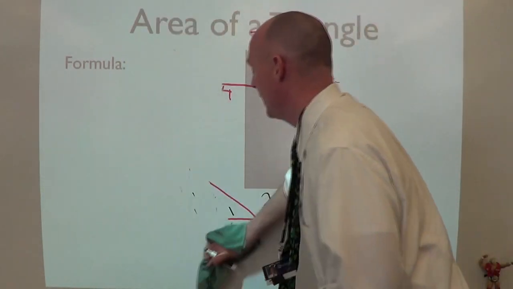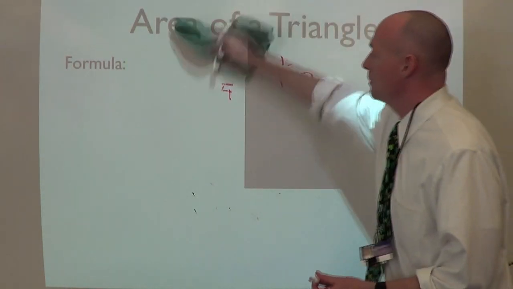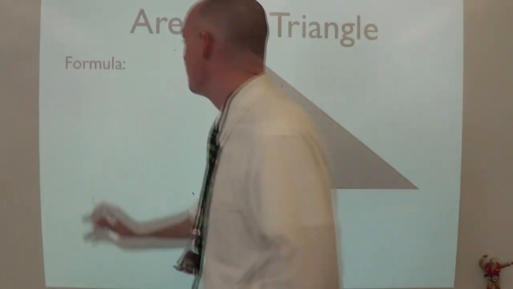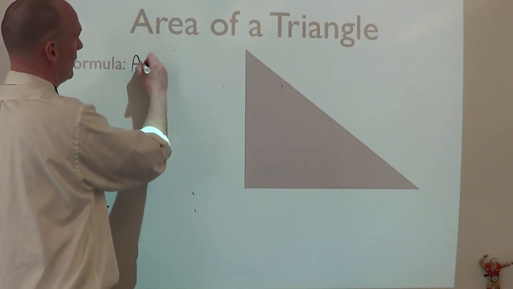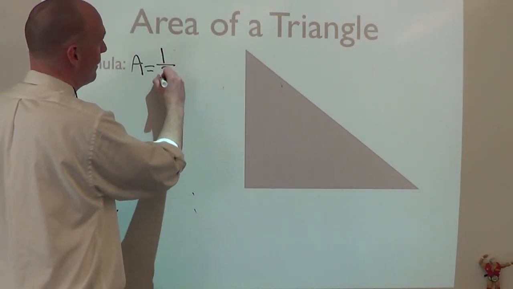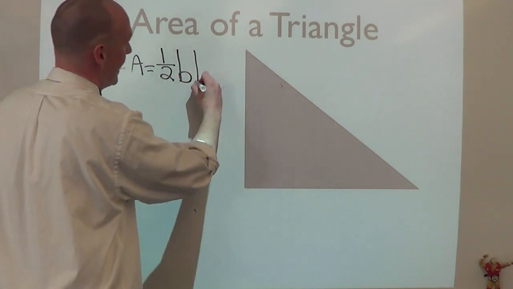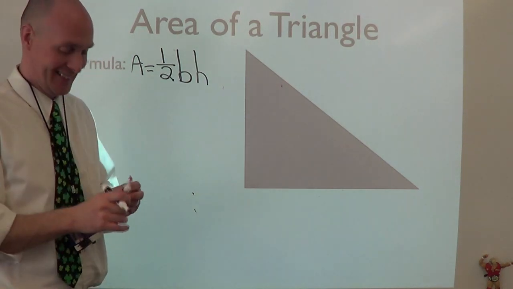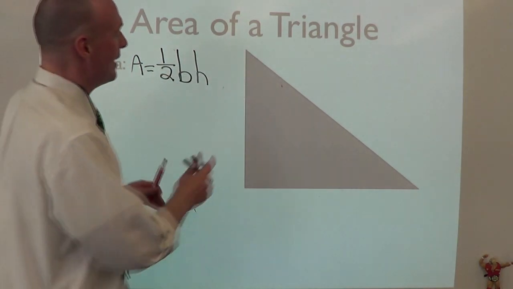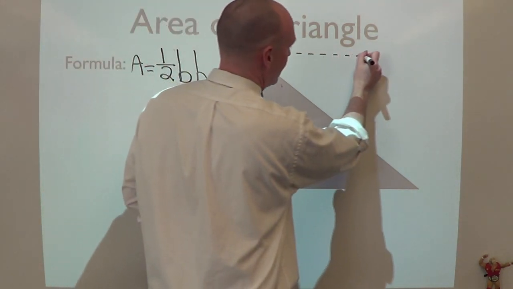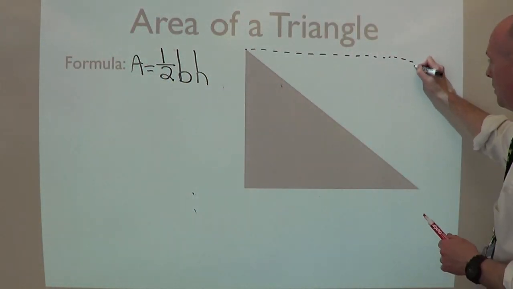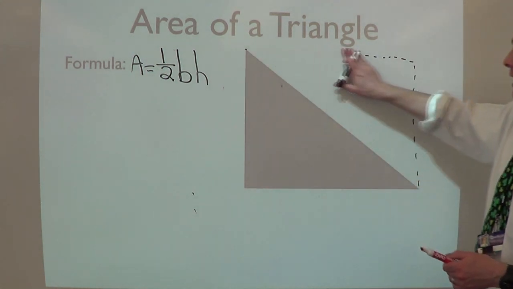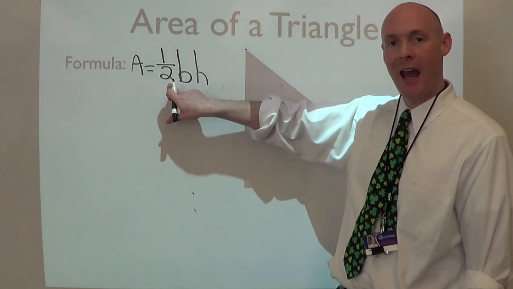Okay, here I have a triangle. And the formula we're going to use is area equals 1/2 base times height. Boom. Did you think about that? Because look, if I just extended it out, it would make a rectangle or something close to it. But because the triangle is only half of it, that's why we have to cut it in half.